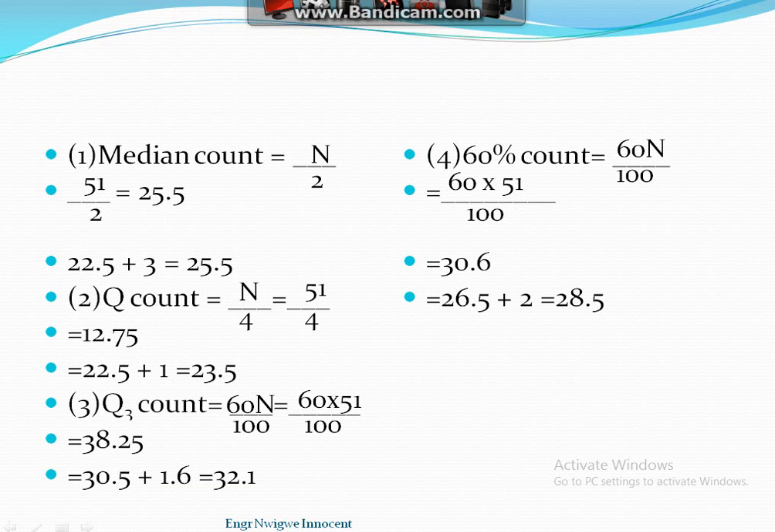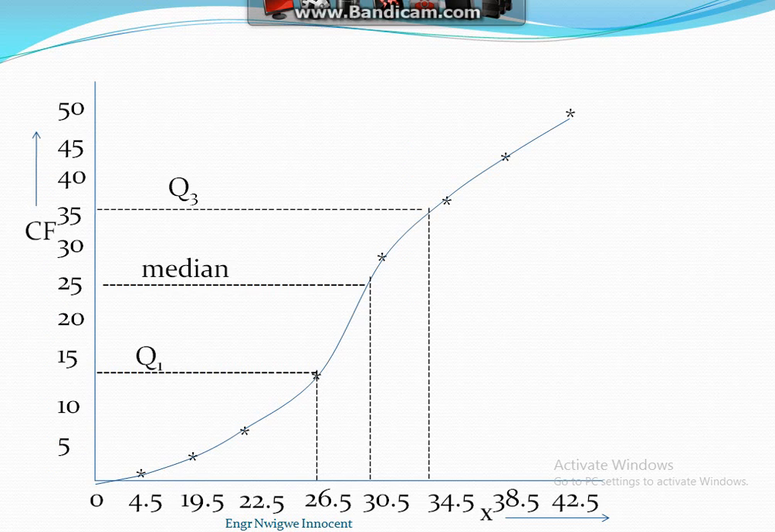The 60th percentile is 60 times n over 100, which is 60 times 51 over 100, which will give us 30.6. Then now trace 30.6 on the vertical axis, where they meet is 26.5 plus 2, which is equal to 28.5.